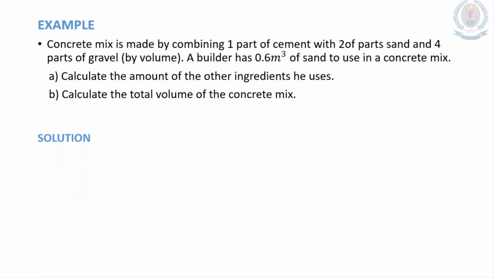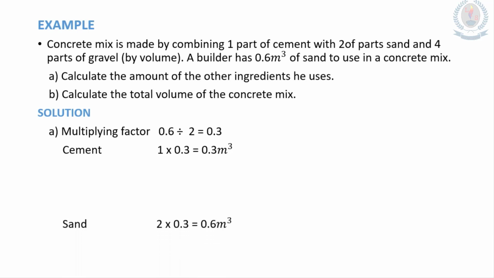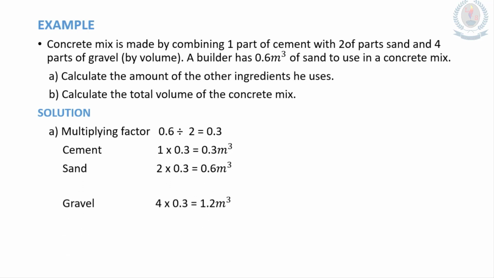Here also you can see the solution. First of all you have to find the multiplying factor. Here you can see a builder has 0.6 cubic meter of sand. Then in this question they have given they need 2 parts of sand. Then we have to find 1 part equals how much? How can we find it? 0.6 we want to divide by 2. Then 0.3. 0.3 you can take as the multiplying factor.